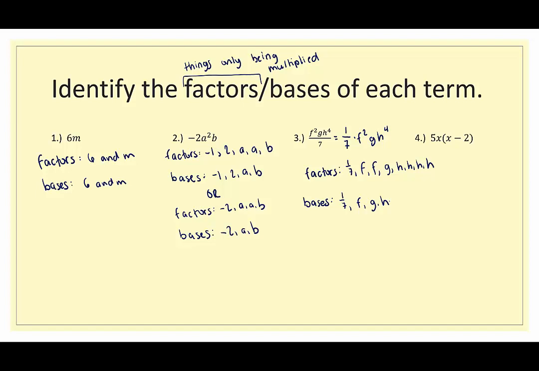And then in question 4, as it is right now, this one contains 3 factors and 3 bases. So these are going to be the same. I'm just going to say factors equal bases. The things separated only by multiplication are 5 times x times x minus 2. So it contains these 3 separate distinct factors. If we were to distribute, that would be a different story. But as it is right now, the 5 is its own factor slash base. The x is its own factor slash base. The x minus 2 is its own factor slash base.